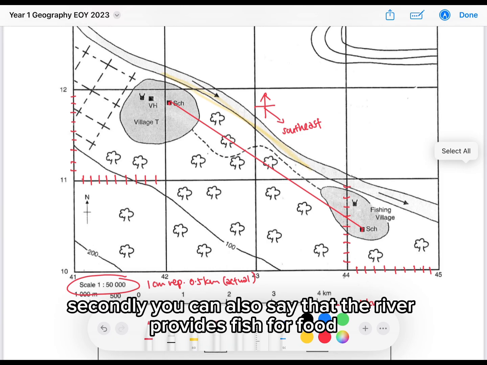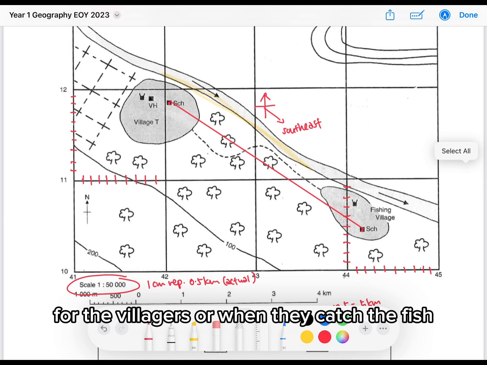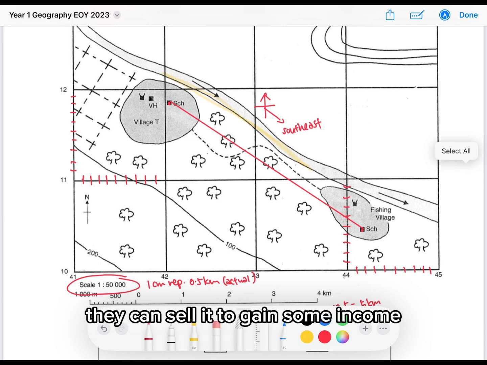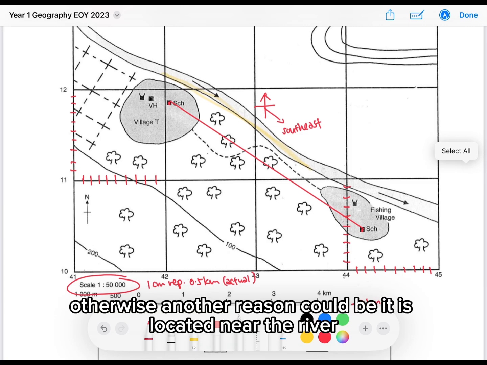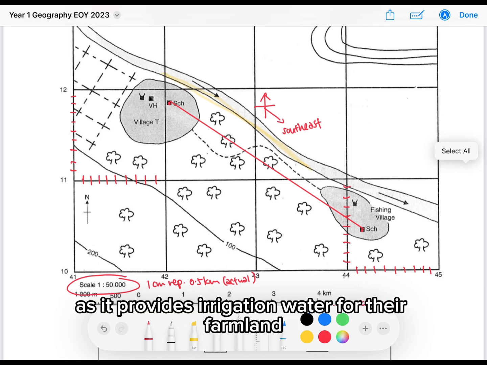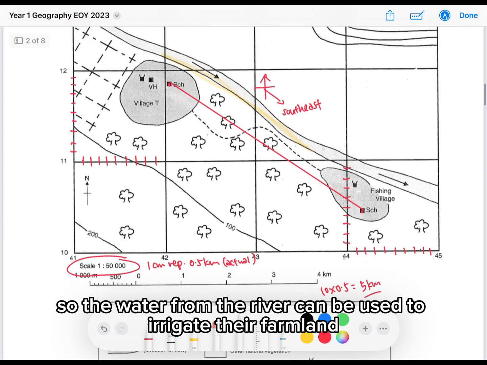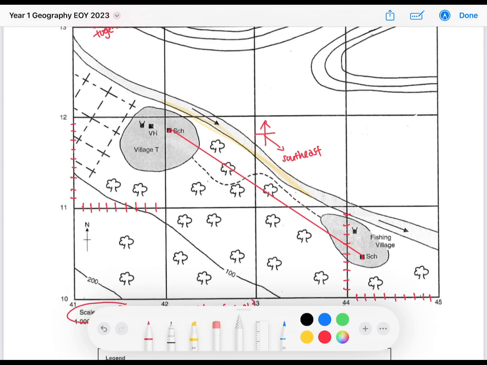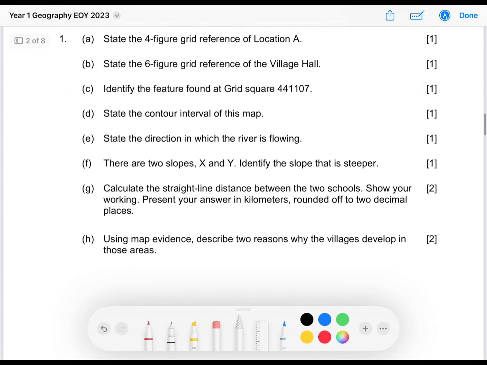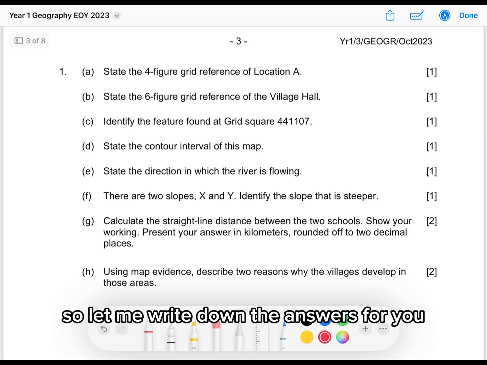Secondly, you can also say that the river provides fish for food for the villagers, or when they catch the fish, they can sell it to gain some income. Otherwise, another reason could be it is located near the river as it provides irrigation water for their farmland. So the water from the river can be used to irrigate their farmland. So let me write down the answers for you.